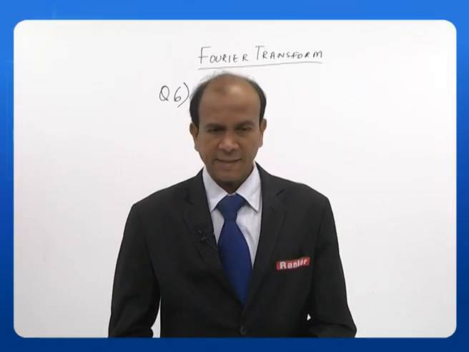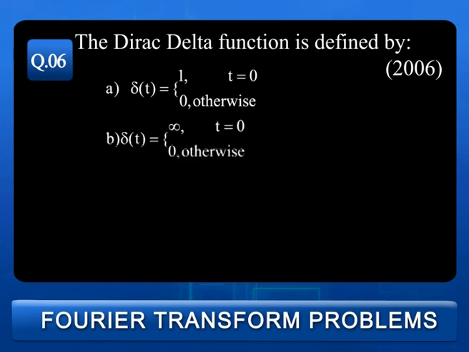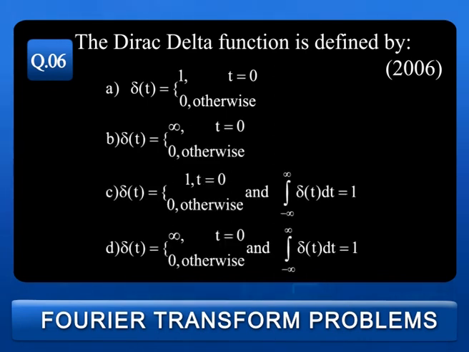Now, question 6 is, the Dirac delta function is defined by. This question was asked in the year 2006. There are 4 choices given. A, delta t is equal to 1 when t is equal to 0 and 0 otherwise. B, delta t is equal to infinity when t is equal to 0 and 0 otherwise. C, delta of t is equal to 1 when t is equal to 0 and 0 otherwise, and integral minus infinity to plus infinity delta of t dt is equal to 1. Then D, delta of t is equal to infinity when t is equal to 0 and 0 otherwise, and integral minus infinity to plus infinity delta of t dt is equal to 1.